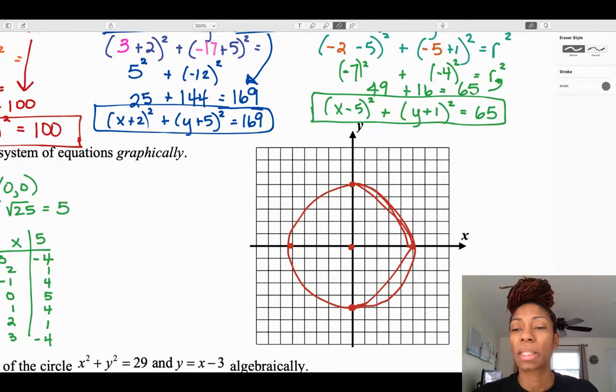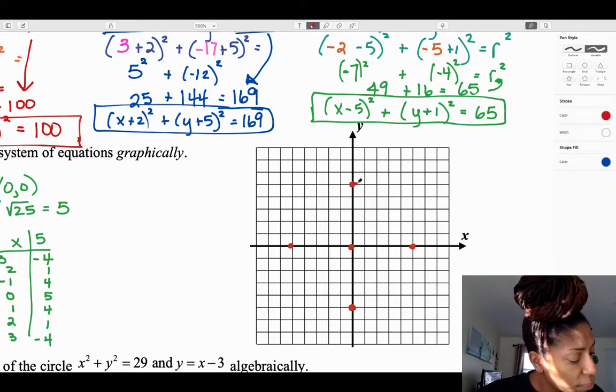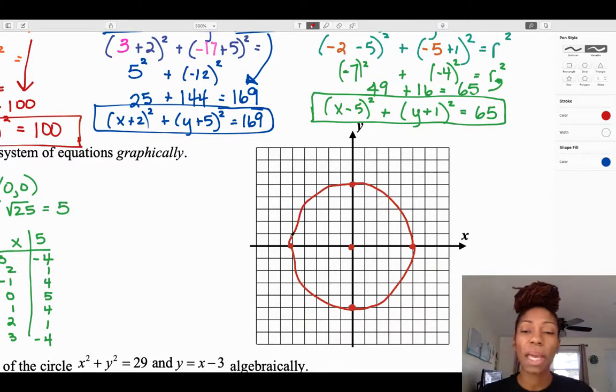Let me make this small. I don't erase the whole thing. Did it just erase the whole thing? It did. That's fine. I needed to do that again. There we go. It's better. Okay, there's my circle. Next, I will graph my parabola.